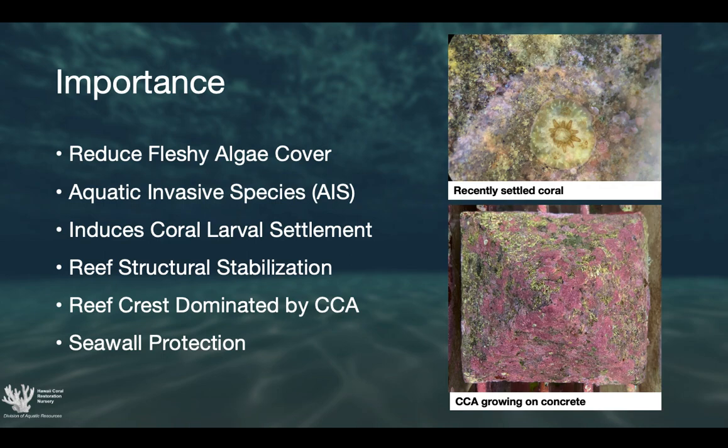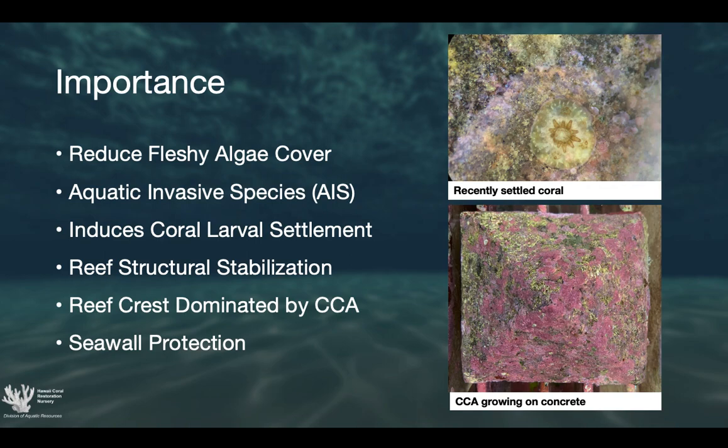So why might you be interested in growing Crustose coralline algae? Well, we know that it reduces fleshy algae cover and aquatic invasive species. It induces coral larvae settlement. So as you can see in the upper right-hand corner, there's a single polyp right next to some Crustose coralline algae. We've all heard that it's the glue of the reef, so it consolidates unconsolidated rubble and helps to stabilize the structure of the reef.